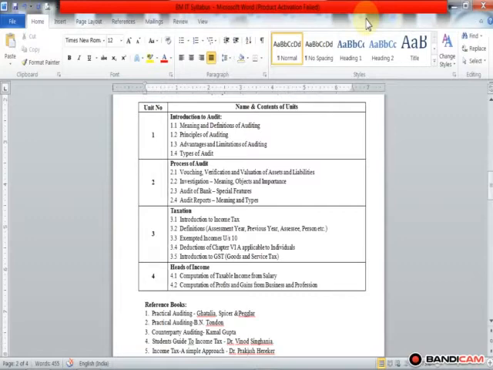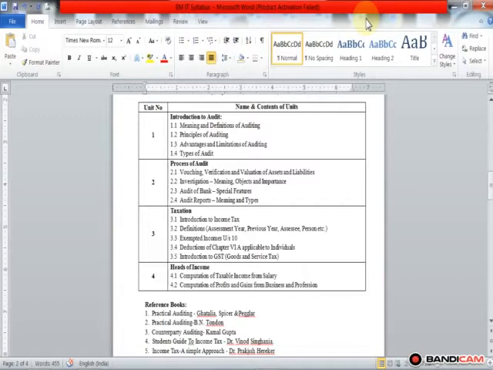In second unit we study the process of audit. In process of audit we have to study the vouching, verification and valuation of assets and liabilities. Investigation, meaning, object and importance of investigation. Audit of bank, meaning and special features are studied in this unit. Unit second 2.4 Audit reports. So in audit reports we study the qualified and unqualified reports and meanings of reports.